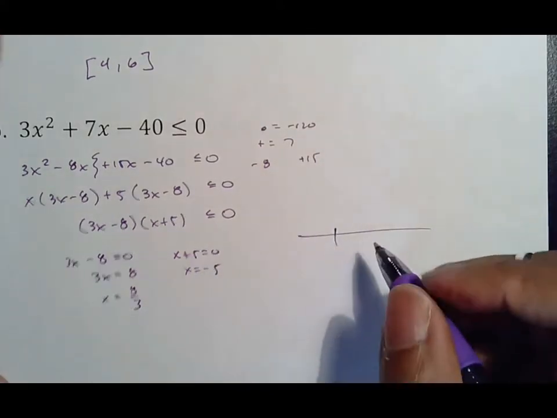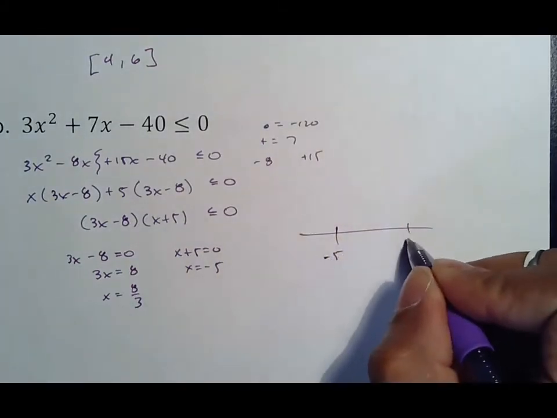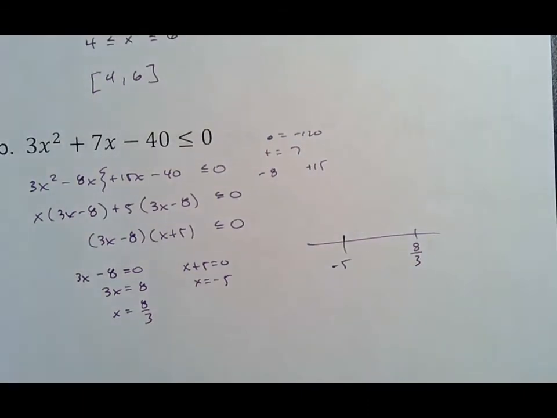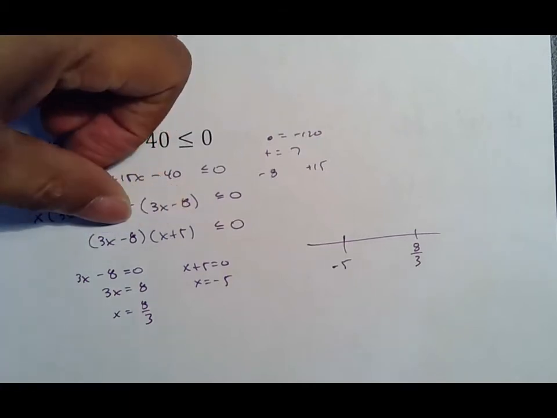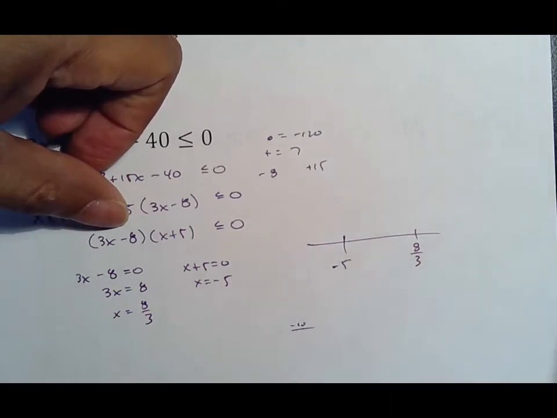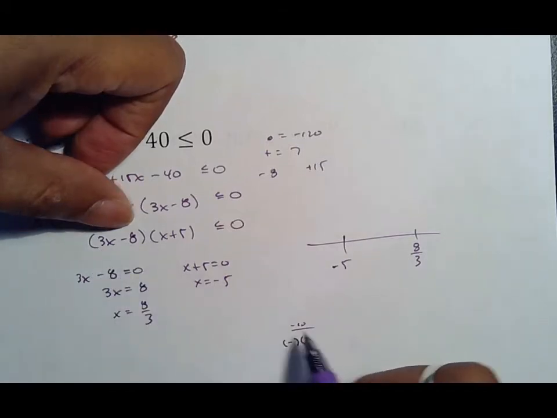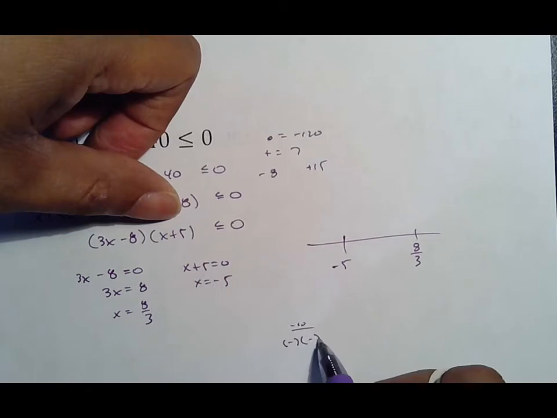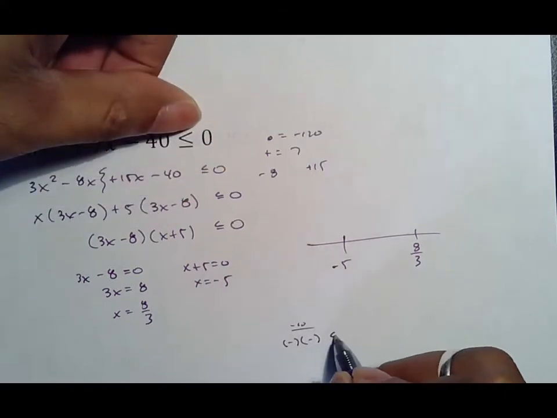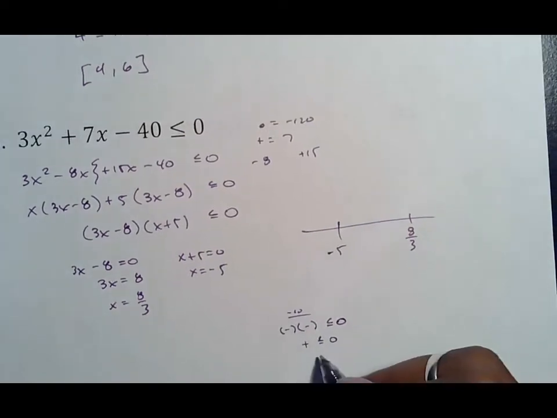So looking at my graph, you want to make sure these are in order. Luckily that's negative, that's positive, so that has to be your negative 5. This has to be my 8 over 3. Again, I need to test these things, so what I want to do is take this part here and test it. So I will take a number like negative 10, because that's less than negative 5. And so in my mind here, 3 times negative 10 is negative 30. Negative 30 minus 8 is definitely going to be a negative. Negative 10 plus 5 is definitely going to be negative. And then its symbol says less than or equal to 0. Is a negative times a negative ever going to be less than or equal to 0? No, it's not. That is false.